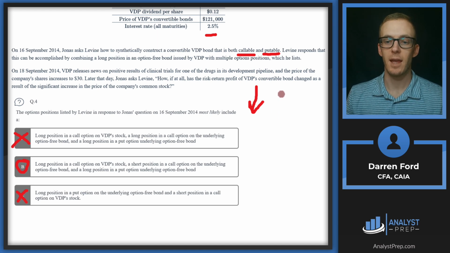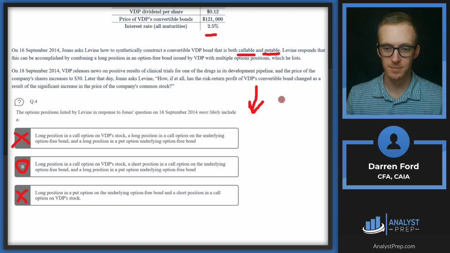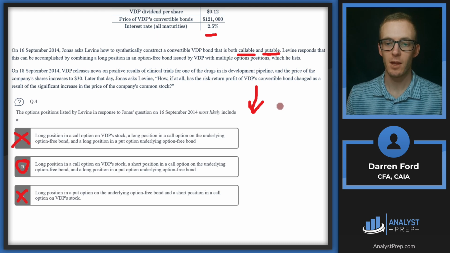So to make a bond puttable, this is a long answer, sorry, we need to be long a put, and we see that is our third leg here. So we're long a put option on the underlying option-free bond. And we're also long a put in answer A as well. But that long call and short call is where the difference is. So, a long-winded answer, but we come to B.